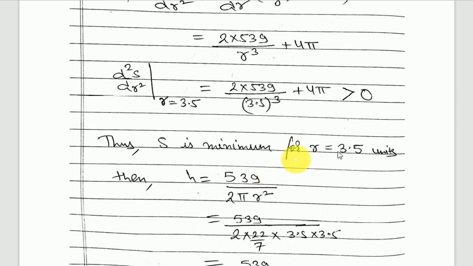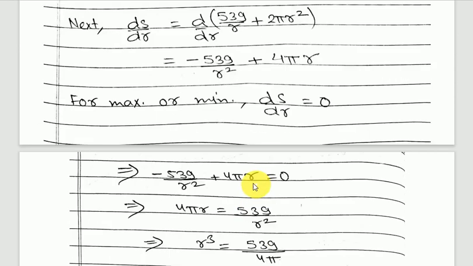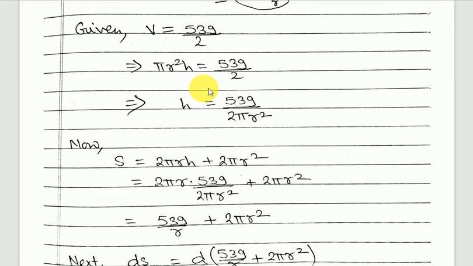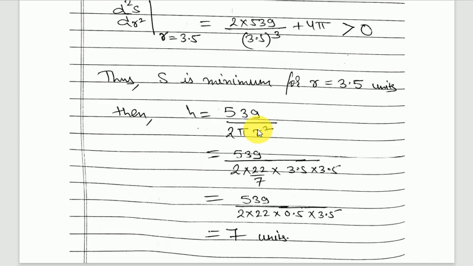Once you know the radius, you can find the height. From h equal to 539 upon 2 pi r square, putting r as 3.5 and solving, you get 7. So for that cylinder whose volume is 539 upon 2, we'll have minimum total surface area if you take the radius to be 3.5 and the height to be 7 units. Okay, so this is all for today's lecture.